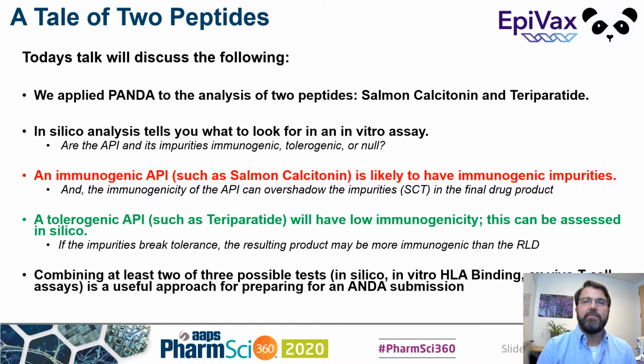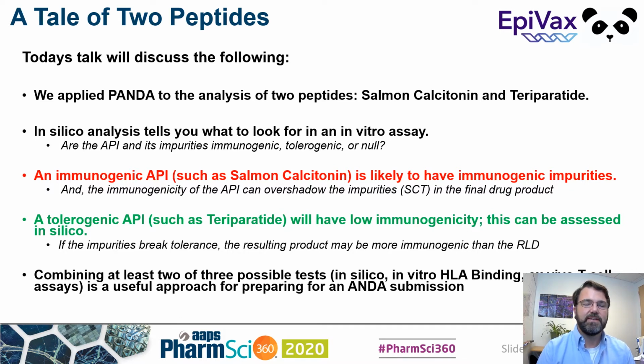Really what we're looking for is, are those impurities in the API immunogenic, are they tolerogenic, or are they null? An immunogenic API, such as salmon calcitonin, is likely to have very immunogenic impurities, and the impurities are not likely to be more immunogenic than the API itself, especially at the concentration that they're usually present within the final drug product.